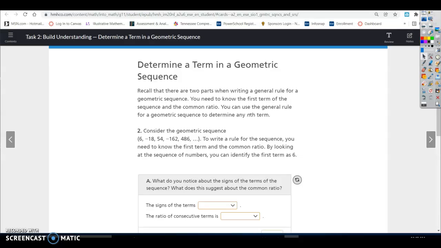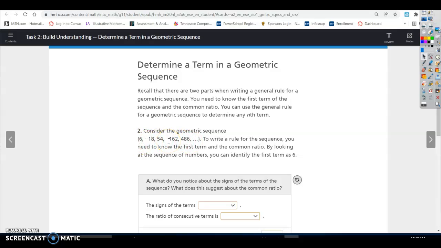All right, consider the geometric sequence 6, -18, 54, -162, 486, and so on. To write a rule for this sequence, you need to know the first term and the common ratio. By looking at the sequence of numbers, you can identify the first term as 6. So the first term literally is just the first term in your sequence.